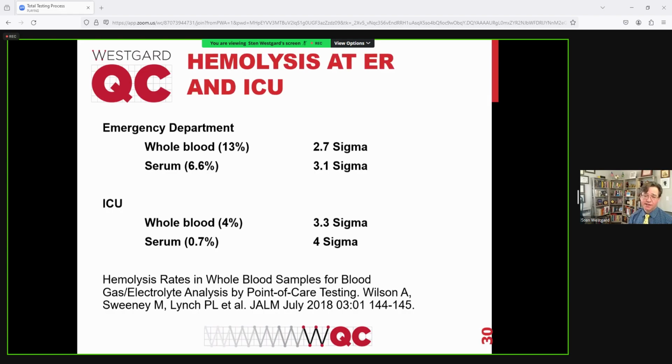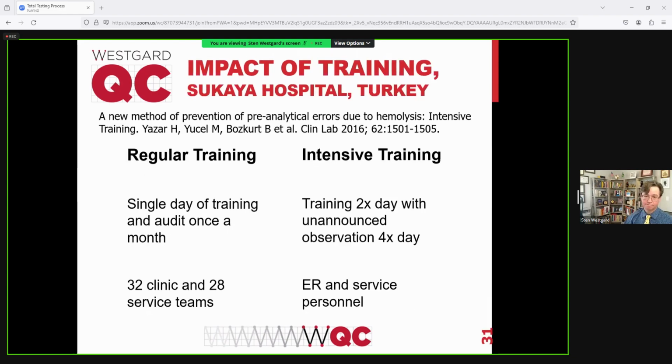You can see there's a difference between it happening in the ER and other parts of the hospital. So here in an emergency department, they have the point of care devices, they have the staff that may not be so focused on laboratory quality and instrument quality and so forth, and they're getting 3 or below 3 sigma with their hemolysis. In the ICU, where they probably have a little more focus, a little more skill, we're at 3 to 4 sigma.